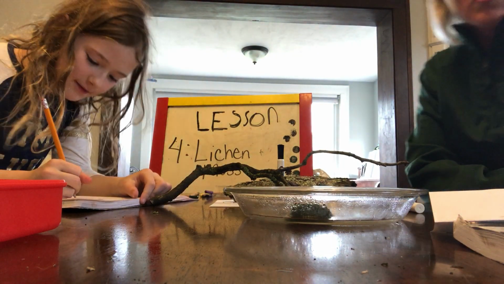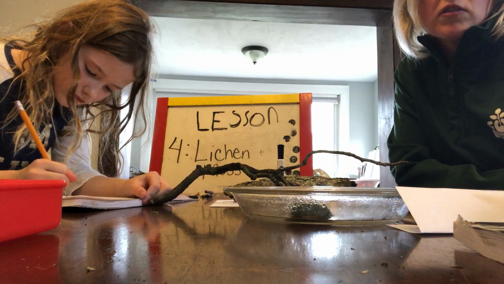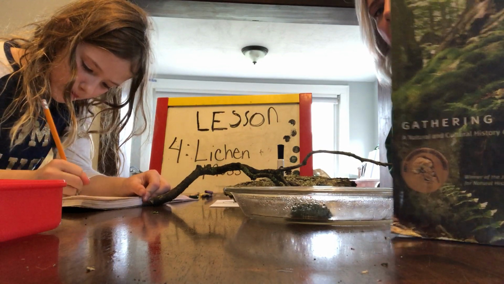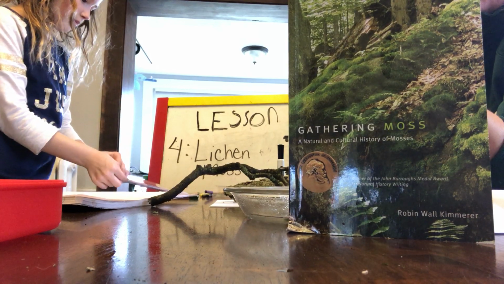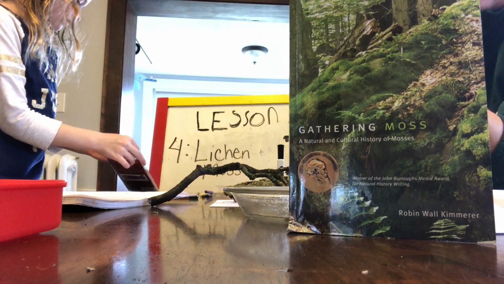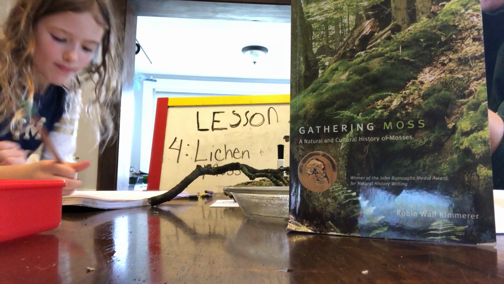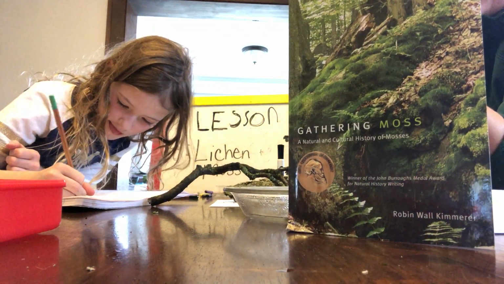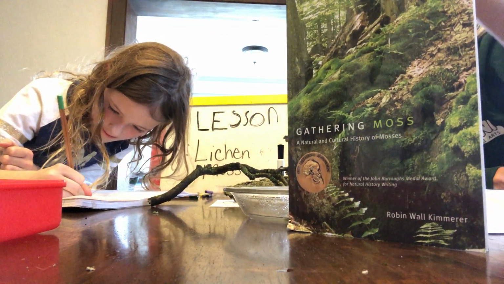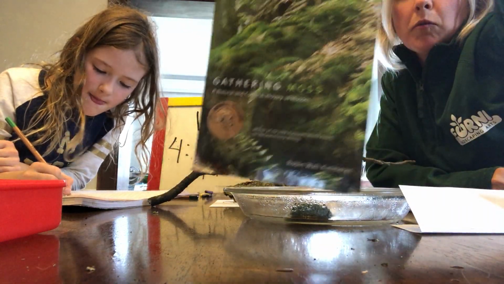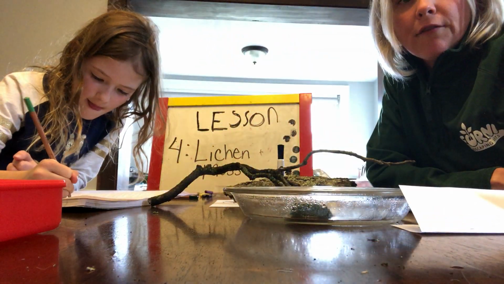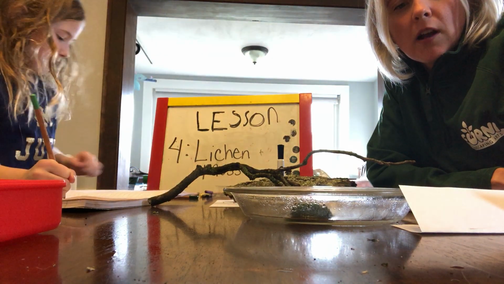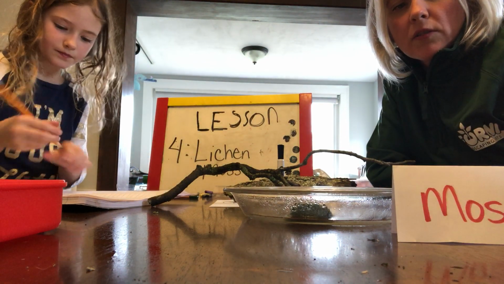So for your parents, there's this really cool book I have to recommend called Gathering Moss by Robin Wall Kimmerer. All of her books are really great, and they talk about nature in a way that really helps you find your friends in nature, which I think will be really important, especially as we begin missing our school friends. We can find some friends in nature. They're out there. Lichen and moss are two of them.